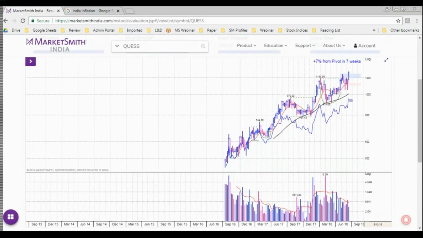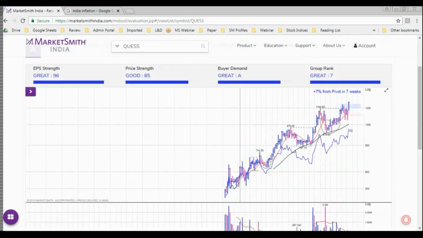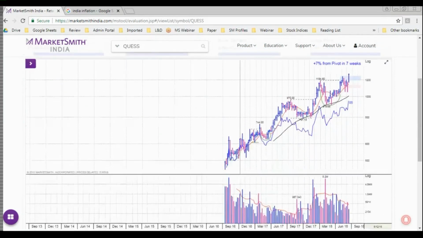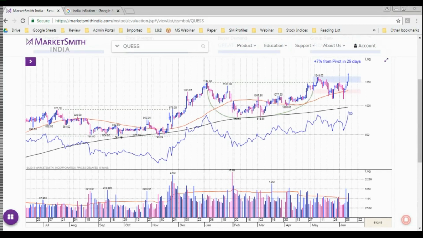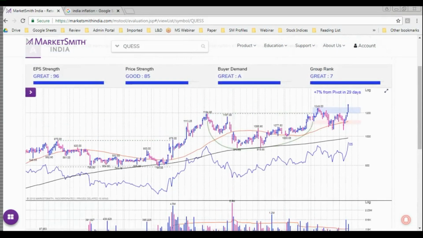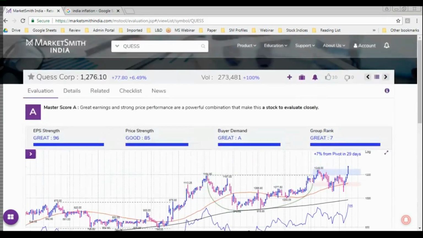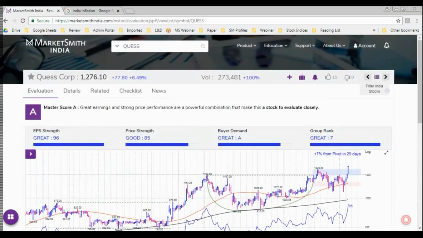Now, when I look at the volumes, you can see that there is a certain dry up over here. Buyer demand remains good, so that's something which is strong. But when you look at volume, you can see that there was a dry up over here. It has picked up in a couple of sessions, and let's see if it can move further higher. That's something where MarketSmith India can help you.